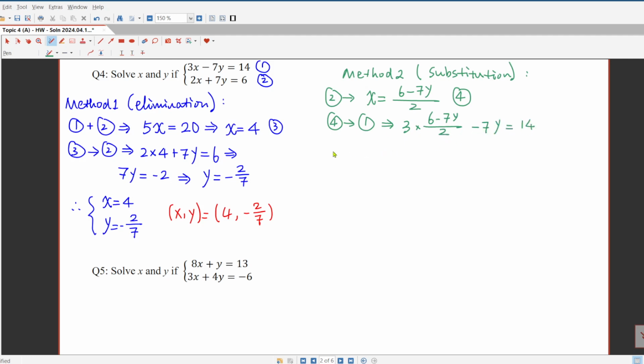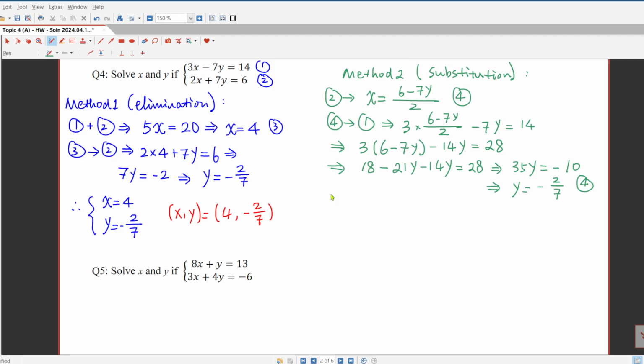equals 14. And then simplify that equation by multiplying both sides by 2. This will give us 3 times 6 minus 7y, and minus 14y equals 28. And then simplify that to 18 minus 21y minus 14y equals 28. And this gives us 35y equals negative 10, right? And that means y equals negative 2 over 7.